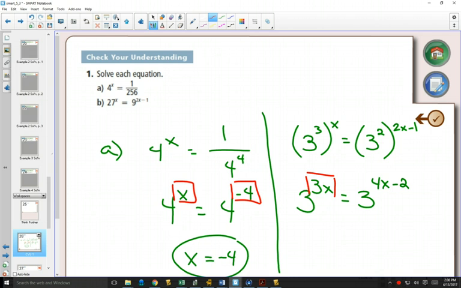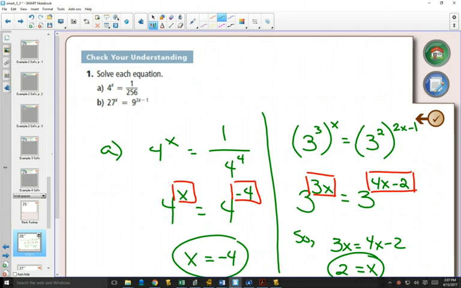Once again, now that my bases are the same, 3 to the 3x equals 3 to the 4x minus 2. I even sometimes write, so 3x is equal to 4x minus 2. Get your x's to one side, move your 2 over, and we find out that x has to equal 2.